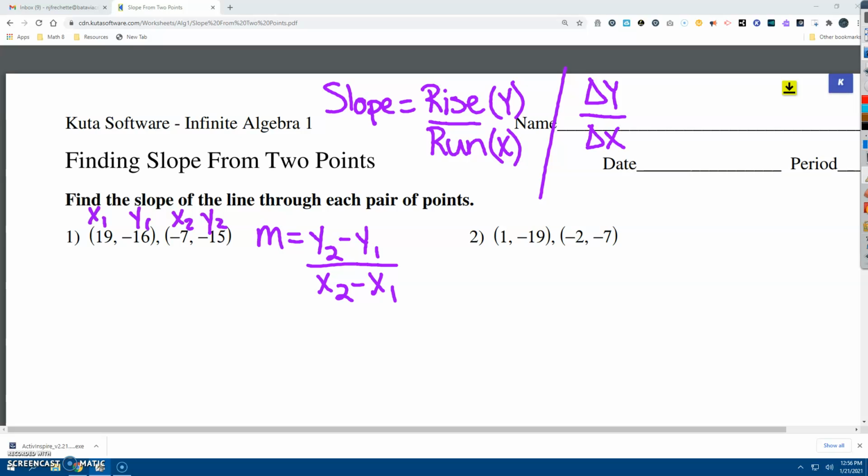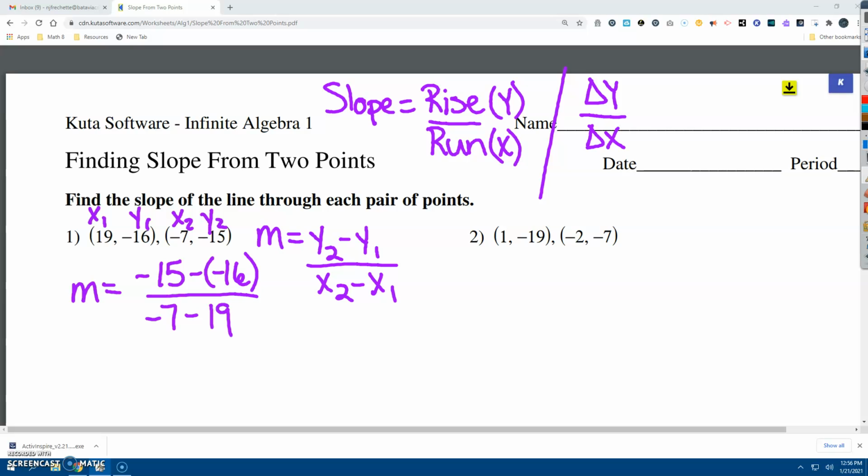So now we can do the subtraction given our formula. So y2 would be, we're going to put m, negative 15, right, minus a negative 16, right? We're adding and subtracting integers, so you're going to want to use your calculator with these because it can get difficult. And then we have negative 7 minus 19. So I'm going to get out my calculator because I want to use my calculator.